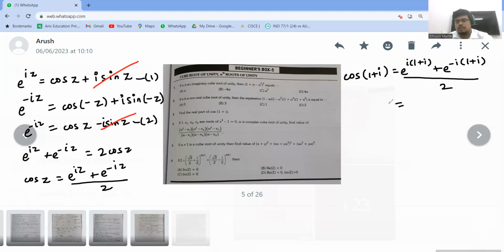Now let us solve this. We have to open the brackets first. This will be e raised to i minus 1, because it's i square, Arush. So this will be i minus 1, and then we have plus e raised to minus i minus i square, so 1 minus i, the whole upon 2. Are you following this? Yes, sir.